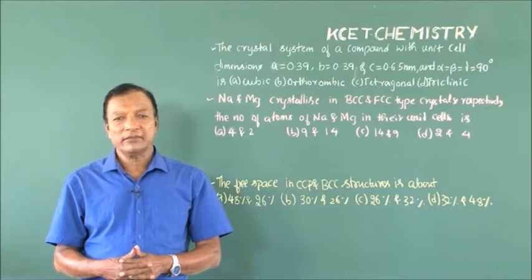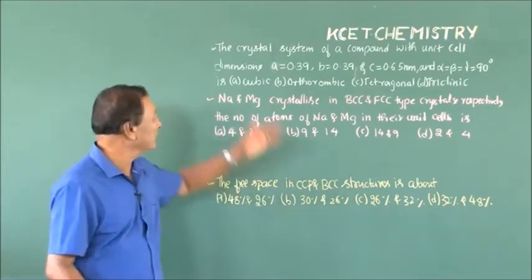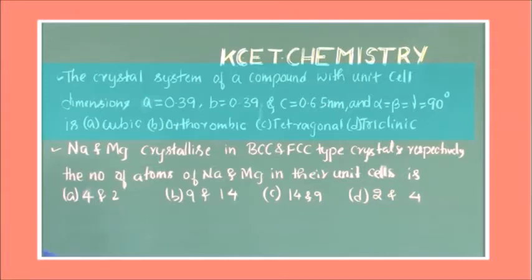So friends, we pick up one more question. The crystal system of a compound with the unit cell dimensions, make a note, a equal to 0.39, b equal to 0.39, c equal to 0.65, given in nanometers, and the angles alpha, beta, and gamma equal to 90 degrees is.